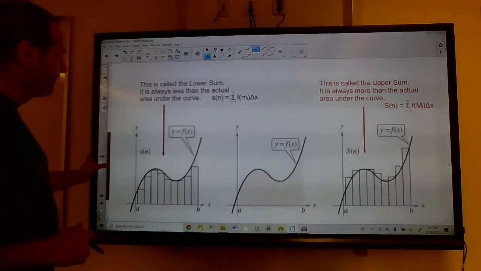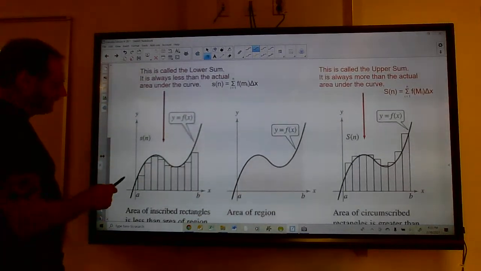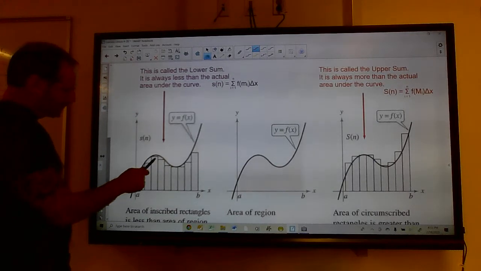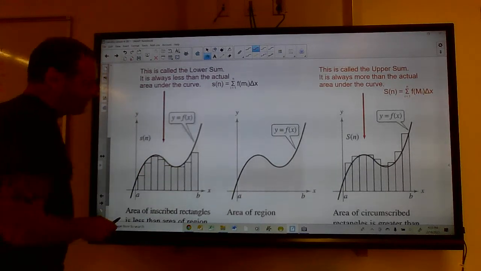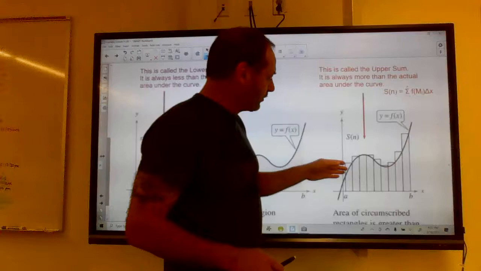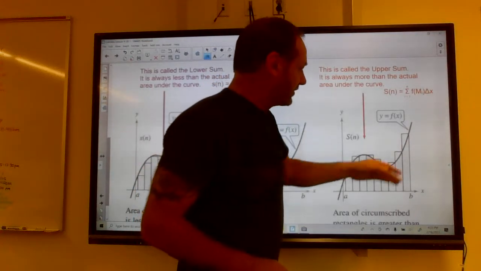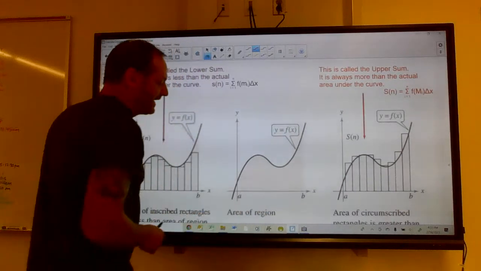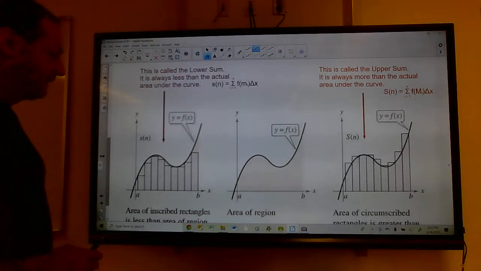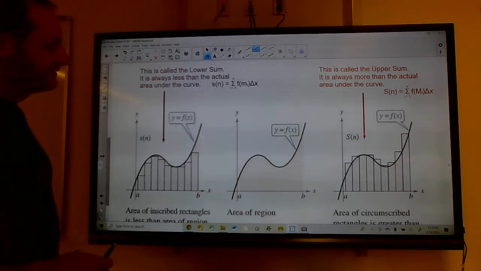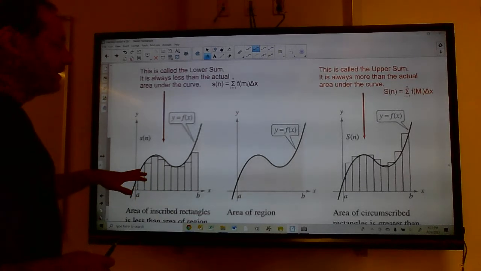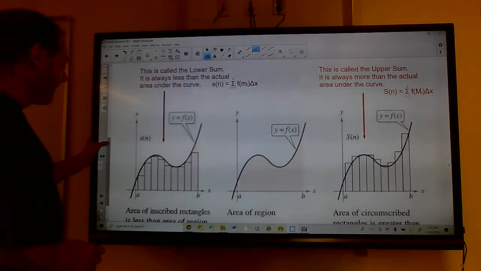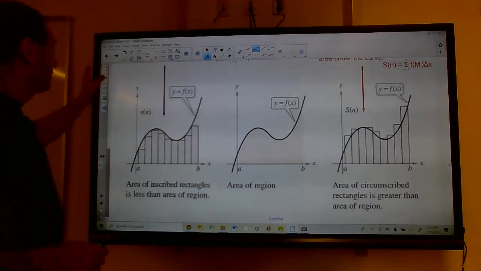So you can do the lower sum right here. This one is always inscribed in the shape. Or you can do the upper sum, which is always circumscribed around the shape. And then you can average those, and that's going to give you approximately the area of that region. It's not going to be exact if you average them, but there are techniques that we'll have for finding the exact areas.